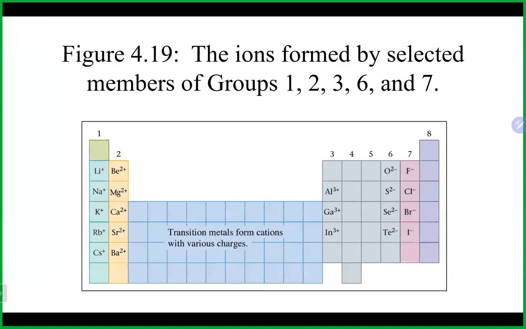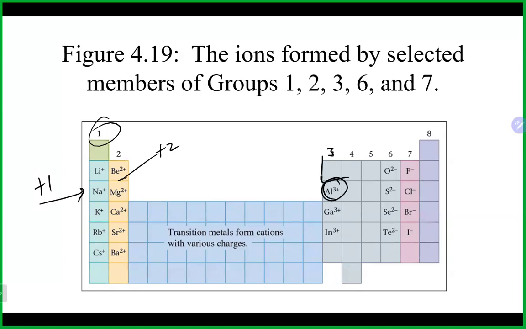When we look at the periodic table and at ions, there are certain things on the periodic table that have fixed charges no matter what the situation is. Everybody in group one will make a plus one charge. Everybody in group two will make a plus two charge. Group three will make a plus three charge. For the most part, aluminum is the one that you're going to come across.